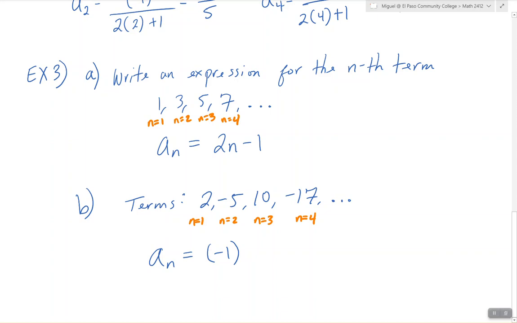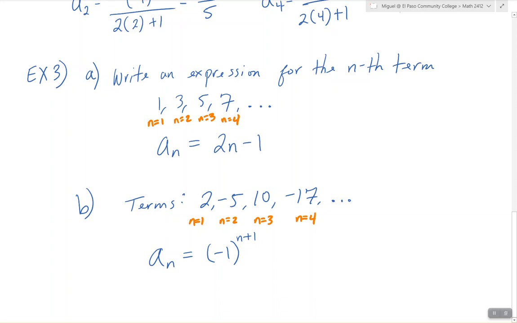And to what power? If I do n power, then the first term would be negative 1 to the 1. That would give me a negative number, right? Negative 1 to the 1 is negative 1. But this is positive, right? So I need this to be positive in the first term. So that would be negative 1 to the n plus 1.